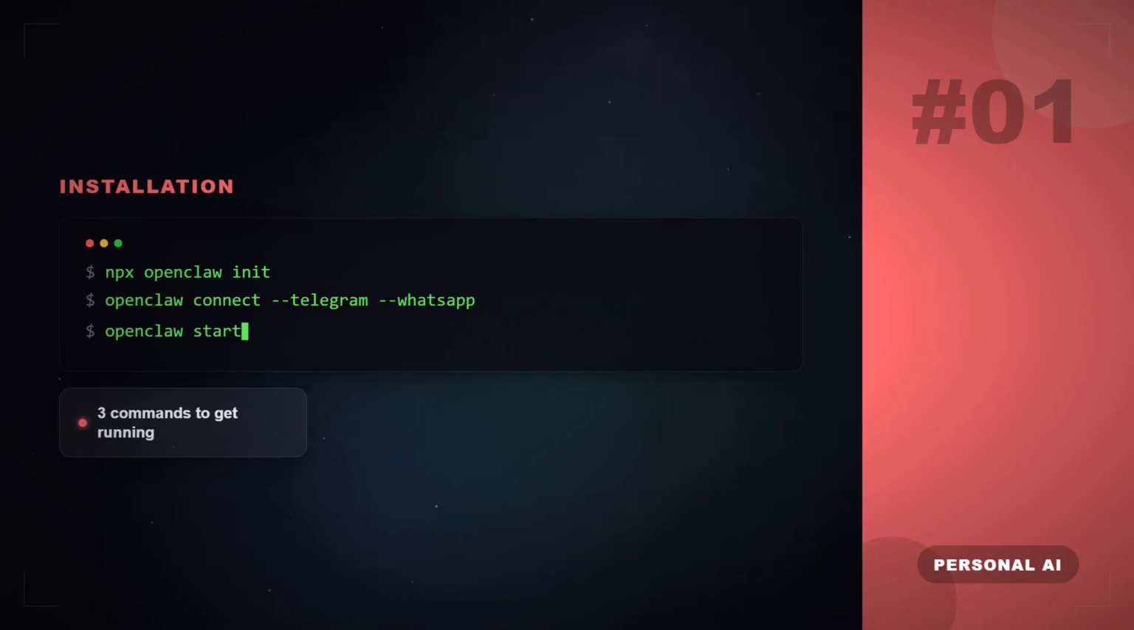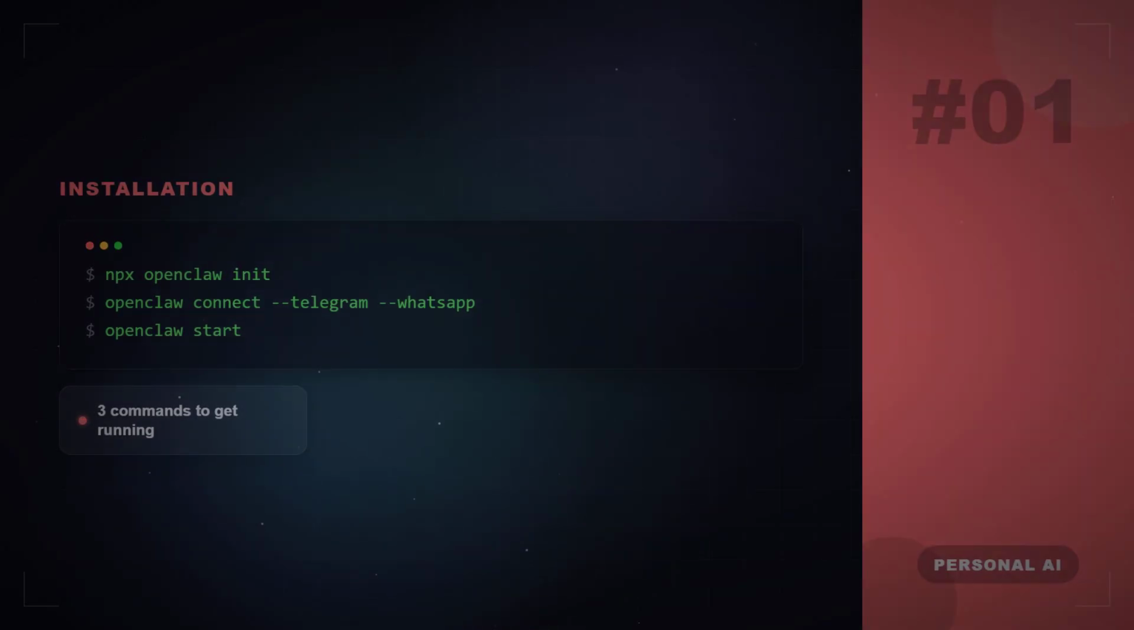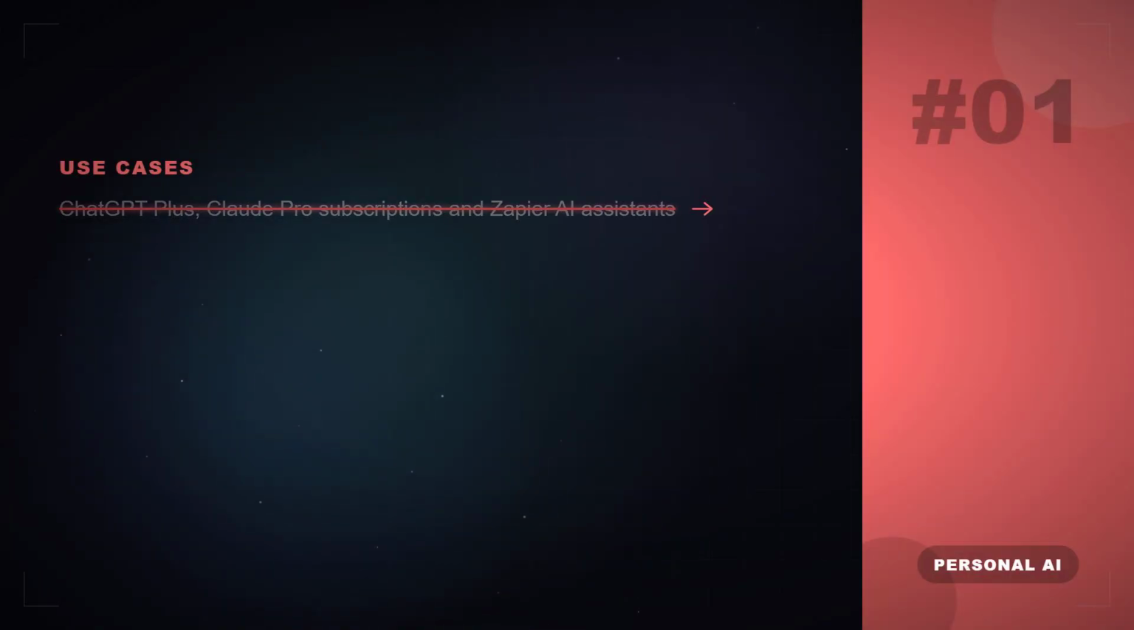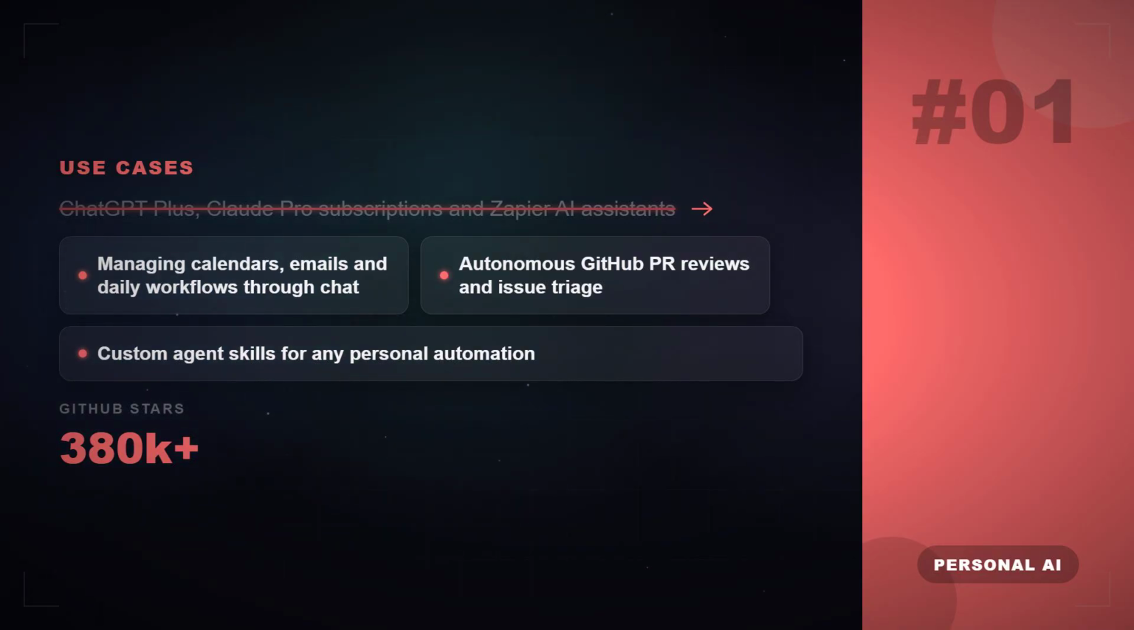It replaces ChatGPT Plus, Claude Pro subscriptions, and Zapier AI assistants, all running locally on your machine. Manage calendars, emails, and daily workflows through natural conversation. Autonomous GitHub PR reviews and issue triage. Build custom agent skills for any personal automation you can imagine. 380,000 stars, and it's only getting started.